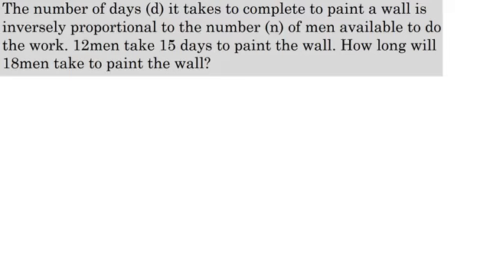Another example. In this one they are saying the number of days, represented by d, it takes to paint a wall is inversely proportional to the number of men available, represented by n, to do the work. Okay, inverse relationship. So the number of days, that is d, is inversely related to the number of men.